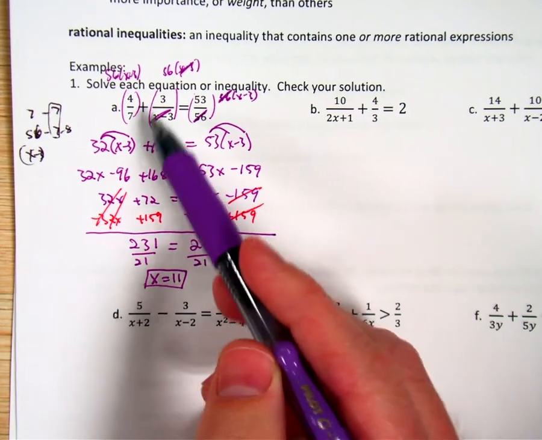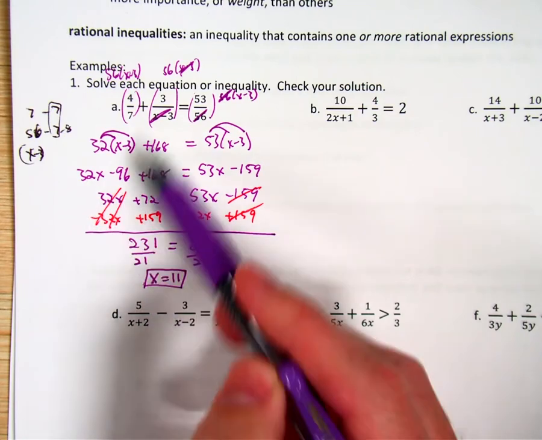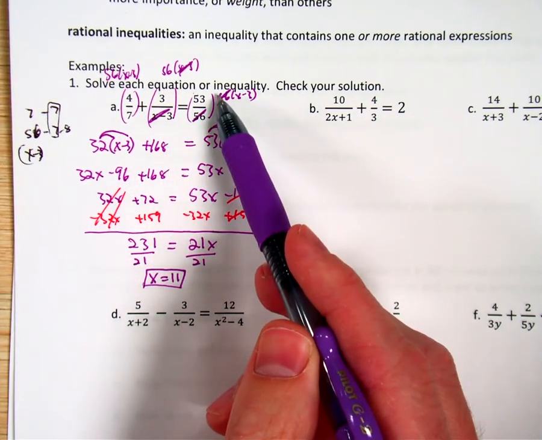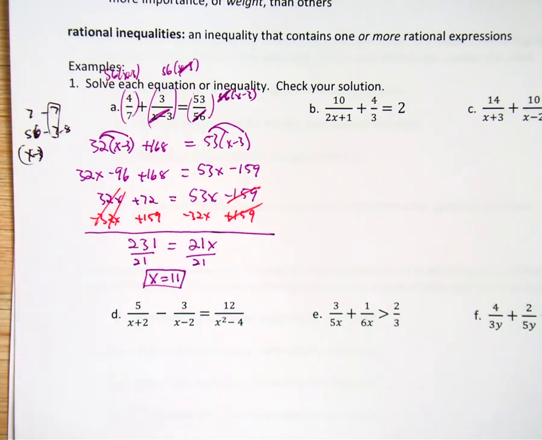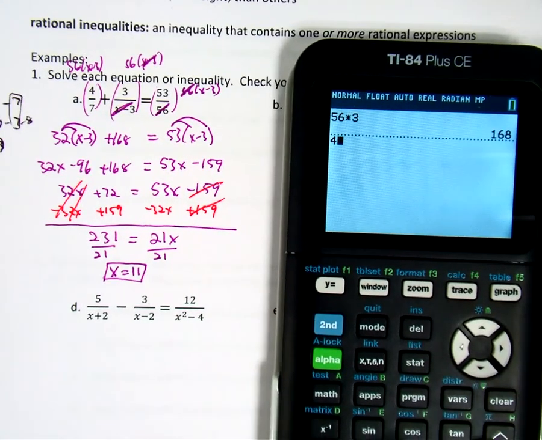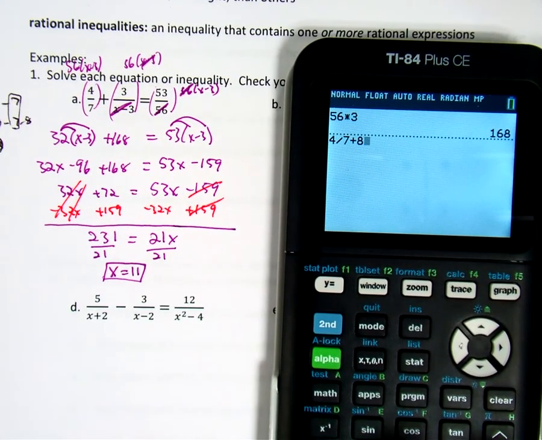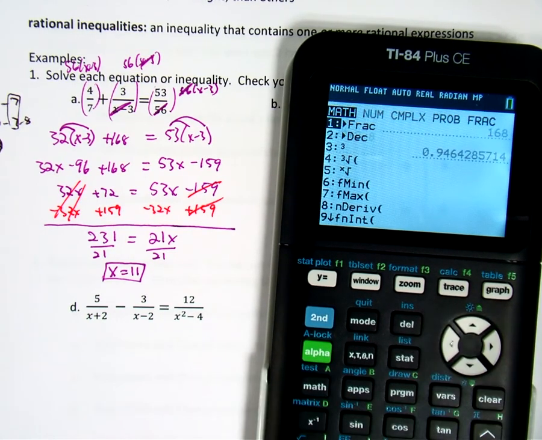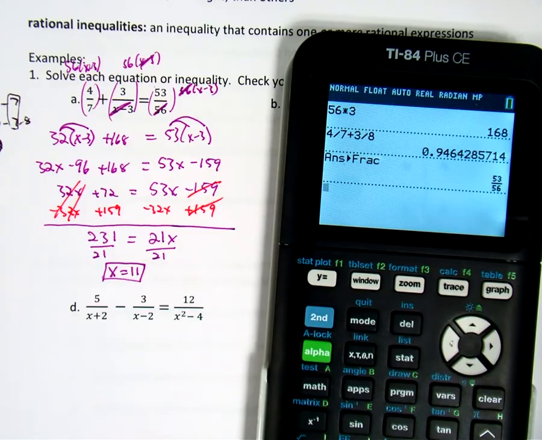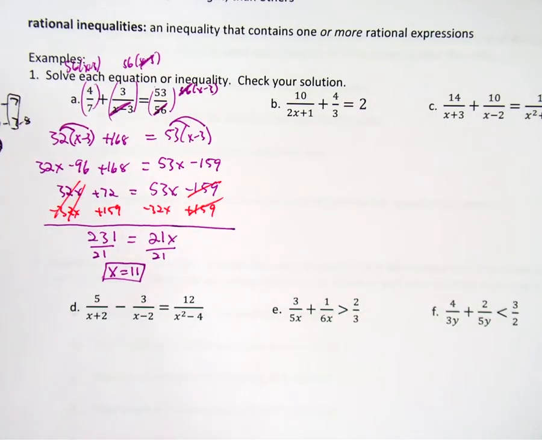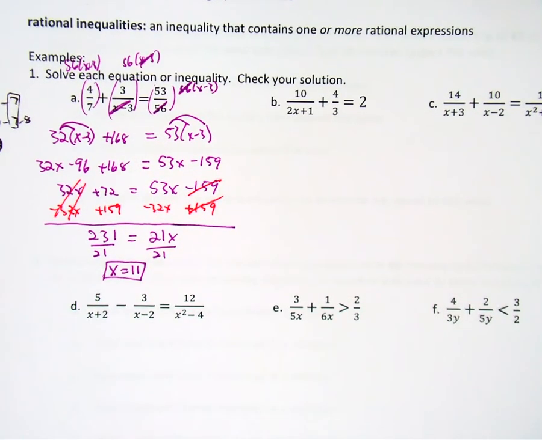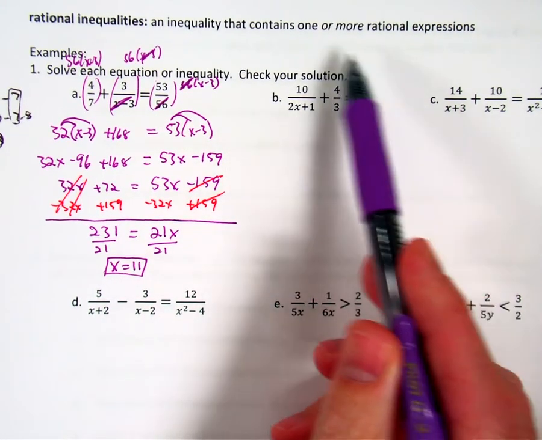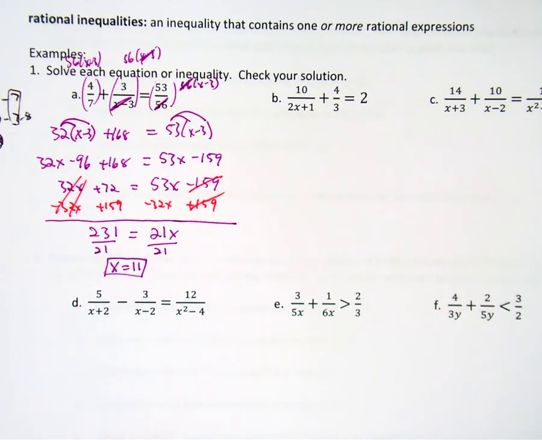If you want to go ahead and do these all out on your calculator, make sure it works. 4/7 plus 3/8, and then see if that equals 53/56. Math, frac, 53/56. Bingo. Okay. Why don't you try this one on your own? Push pause and see if you can figure that out.